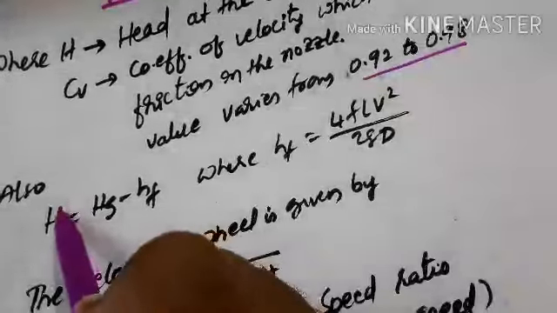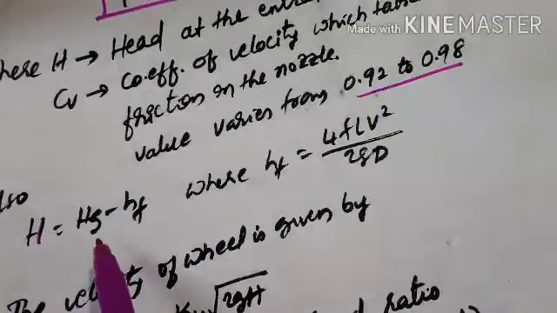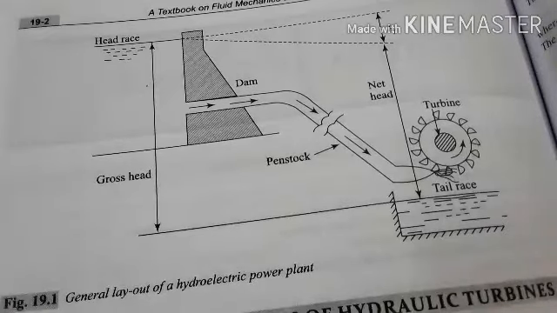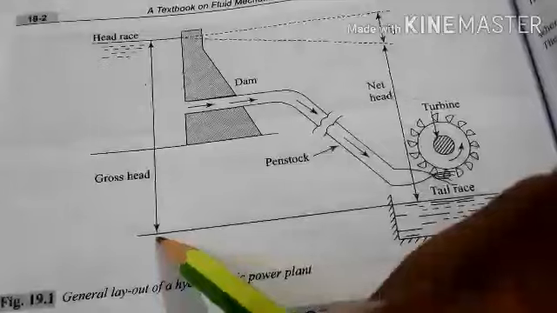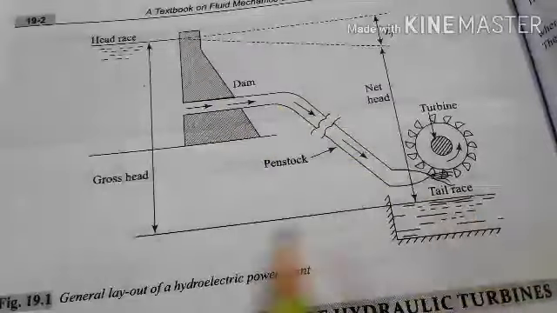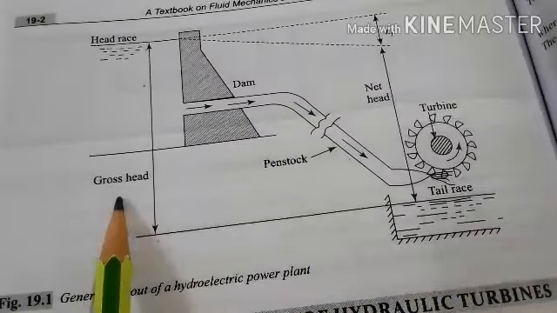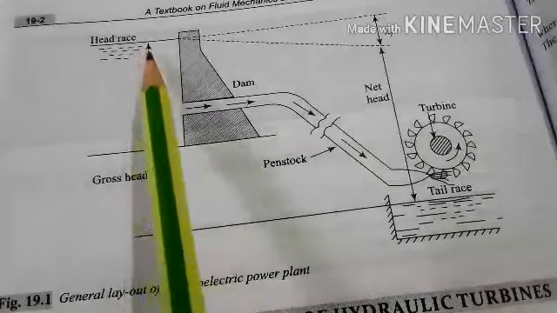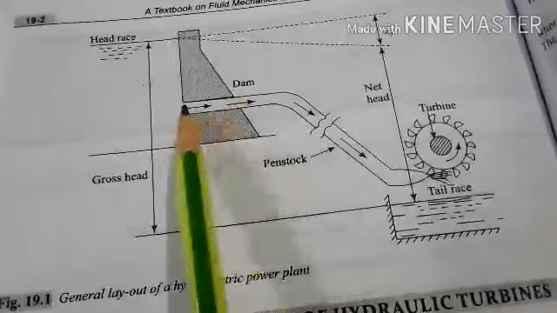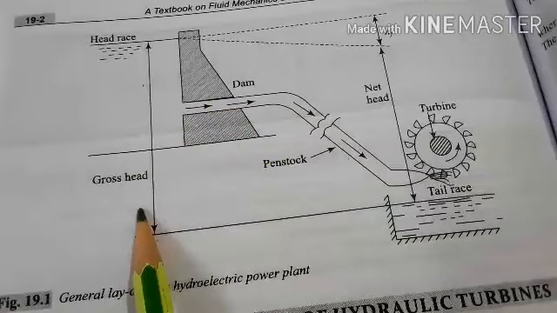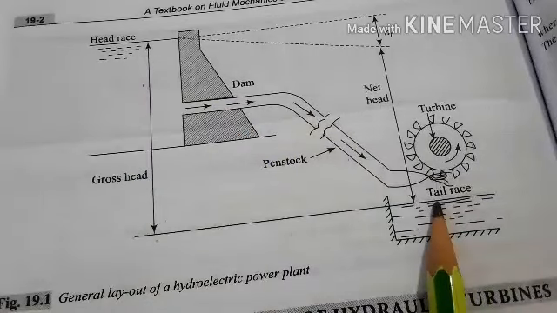The value of this Cv varies from 0.9 to 0.98. And also the net head at the inlet of the turbine is given by Hg minus Hf. As I already explained in the layout of a hydroelectric power plant, Hg represents the gross head, that is the difference between the head race level and the tail race level. That is the head of water available in the reservoir before it enters the penstock.